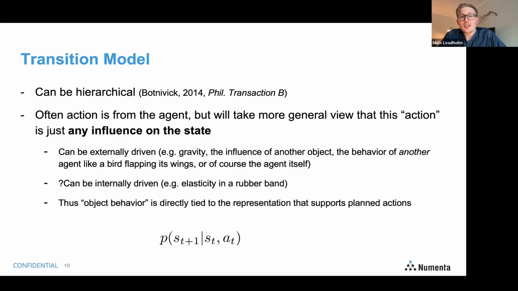But yeah, the other thing is that often this action is described as the action of the agent, and again, as I was mentioning, often this literature is all about an agent moving in an environment, like a room. But I think it's fair to take a more general view of this action as just an influence on the state. So it could be anything from gravity to the influence of another object. It could be the behavior of another agent, flapping its wings, and we're observing that, or we're intuiting that it might be doing that. And then, of course, it could be an action of the agent itself.